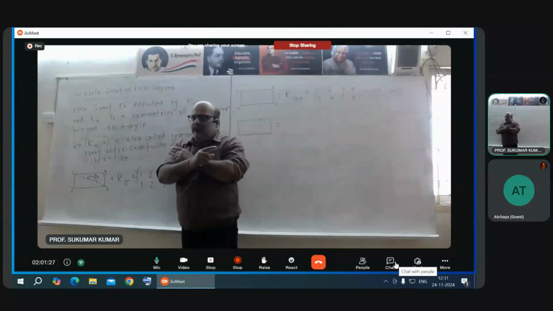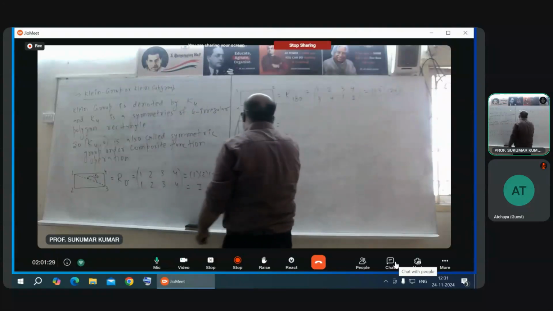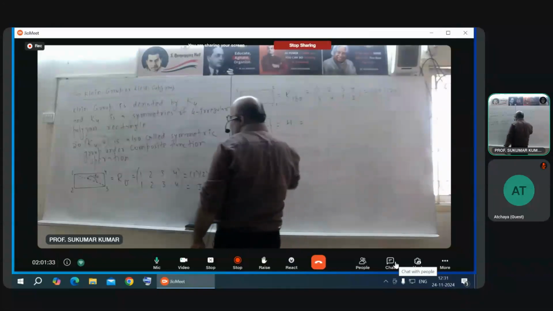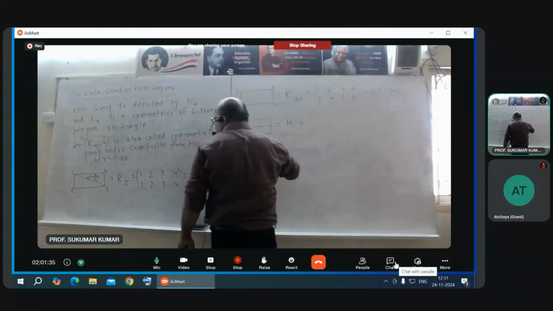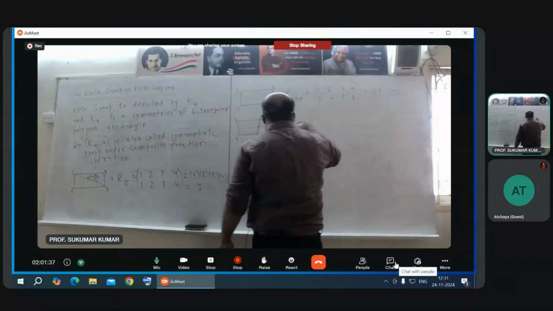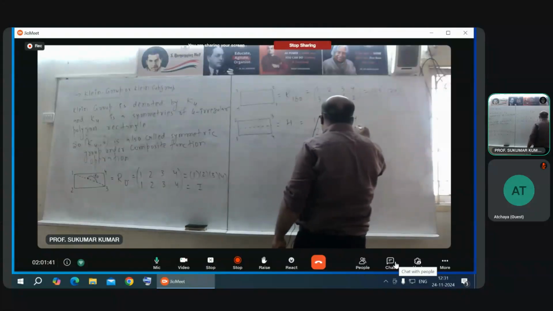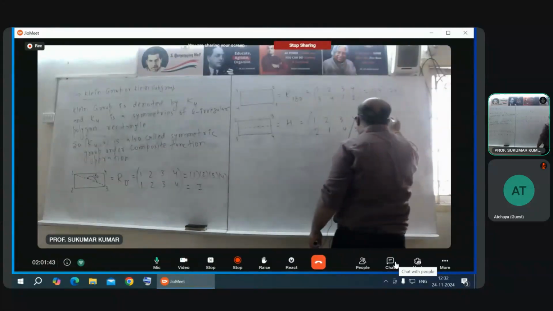Horizontal, vertical. So first horizontal we will do like this. So here 1 maps to 2, 2 maps to 1, 3 maps to 4, 4 maps to 3.